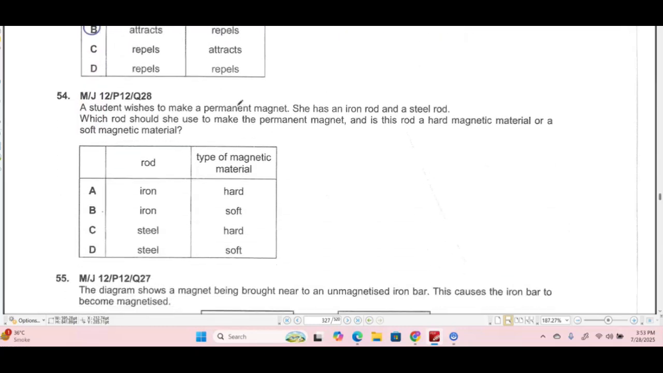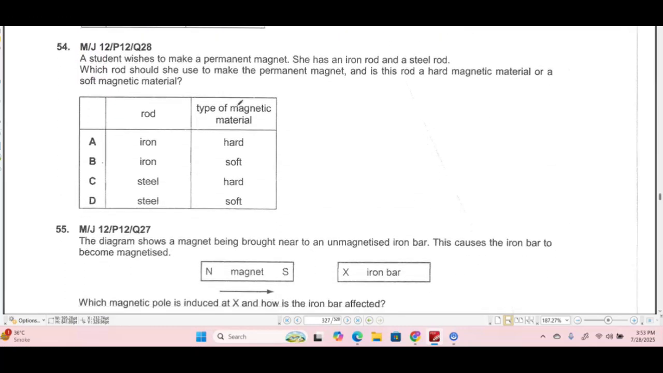Okay, moving on to question number 54. A student wishes to make a permanent magnet. She has an iron rod and a steel rod. Which rod should she use to make a permanent magnet? Is this rod a hard magnetic material or a soft magnetic material? She has to use the steel rod to make a permanent magnet, and obviously it's hard magnetic material. So C is going to be the correct option.